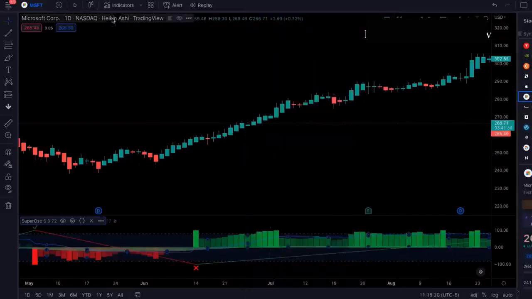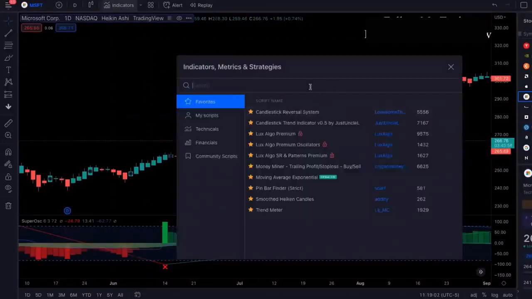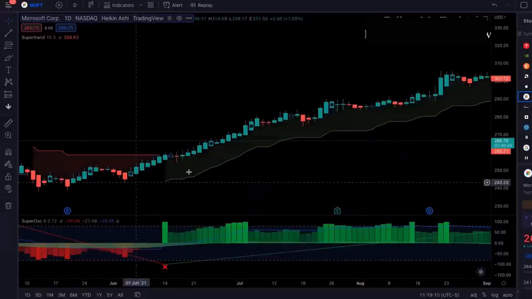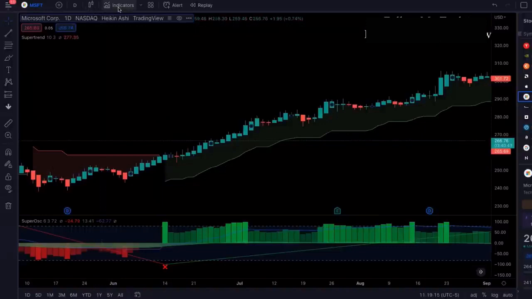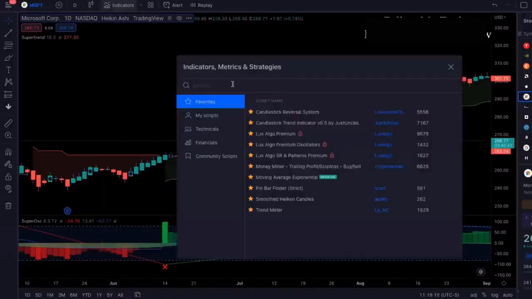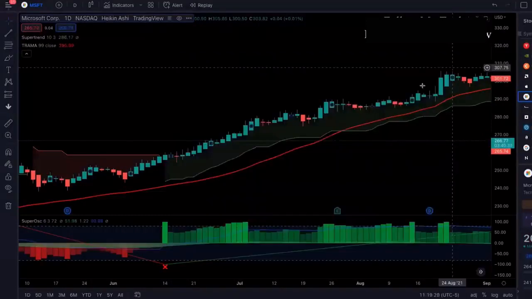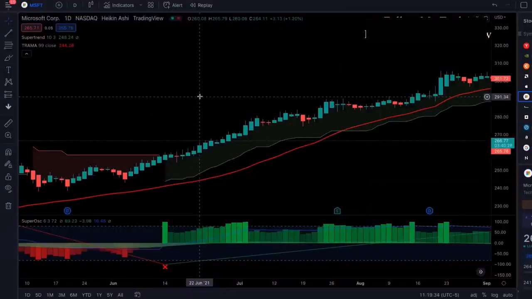That one is set. The next indicator we're going to add is just the super trend right here. We're not going to change any settings in the super trend. We're going to keep it as is. And the last indicator we're going to add is the TRAMA, which is a trend regularity adaptive moving average by LuxAlgo. This is also free to use. All of these indicators are absolutely free to use on TradingView, and you can open up a free TradingView account too. You don't need to pay anything to use TradingView.